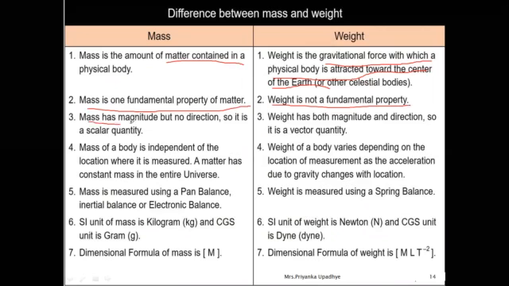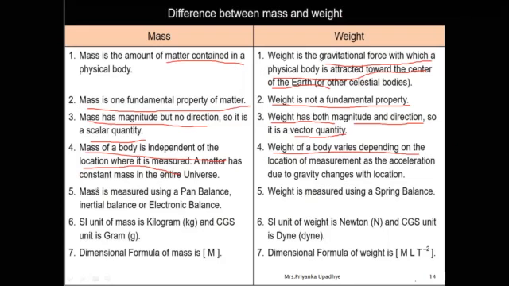Here, mass has magnitude, but it does not have any direction. That is the reason it's a scalar quantity. Weight, we know that something is pulling it, so it has direction also. That is the reason it is a vector quantity. Mass of a body is independent of the location where it is measured. So wherever you go in the universe, mass will remain the same. But if you go to different planets, your weight will vary. That is due to the change in the acceleration due to gravity.